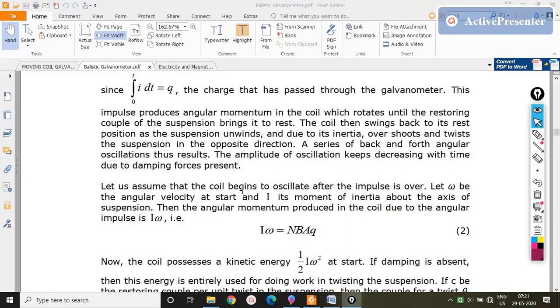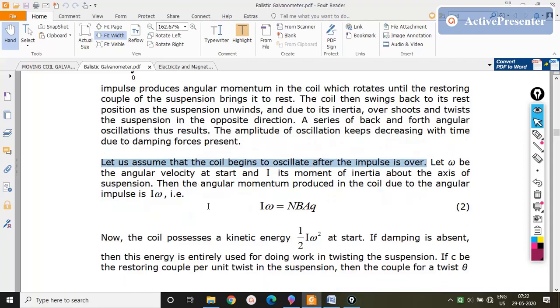Now let us assume that the coil begins to oscillate after the impulse is over. So we have designed this system in such a way that the coil begins to oscillate after the impulse is over. Suppose omega is the angular velocity at the start and capital I is its moment of inertia about the axis of suspension. Then the angular momentum imparted to the coil due to the angular impulse will be I into omega. You know that L equals I omega.